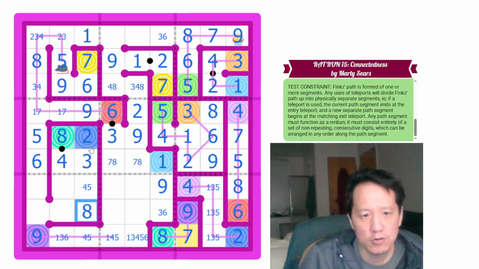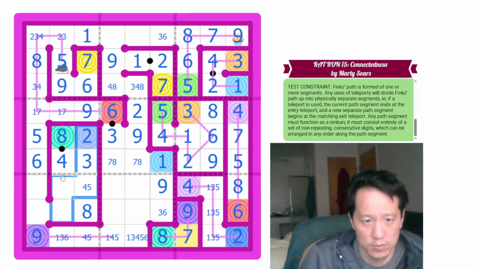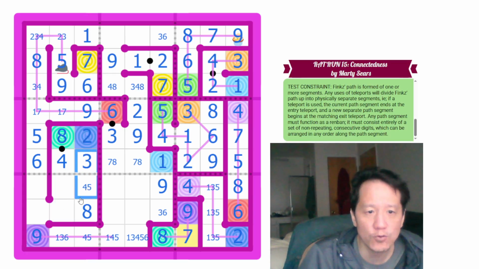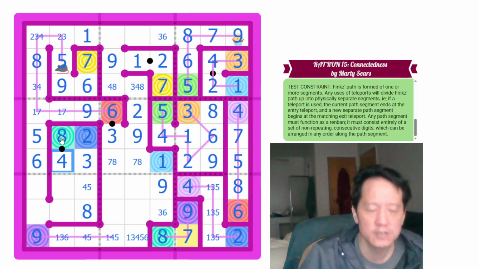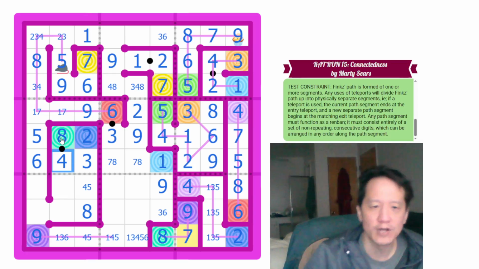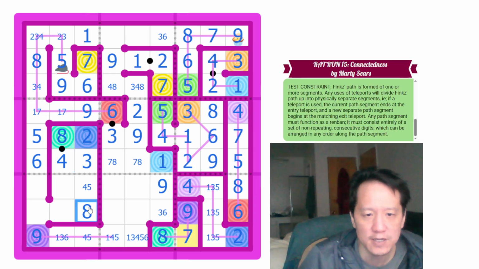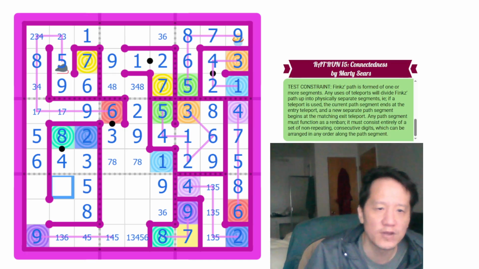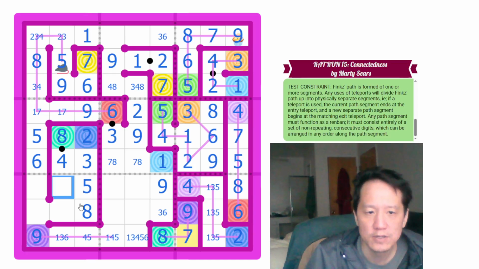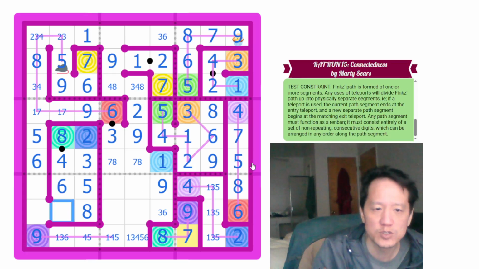She cannot cross herself. It has to be 2, 3, 4, 5, 6, 7, 8 at least. So it has to be size 7, and this is an 8, so it cannot contain that. Therefore, this must be 5, and we have to have access to 6 and 7. This can't be 6, so this must be 6, which makes this a 7. This can't be 6. This can't be 7, so this is 1. That must be 7. This can't be 1 or 6, so this must be 3, which makes this a 2.